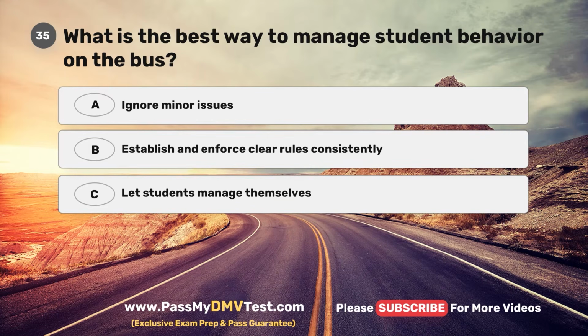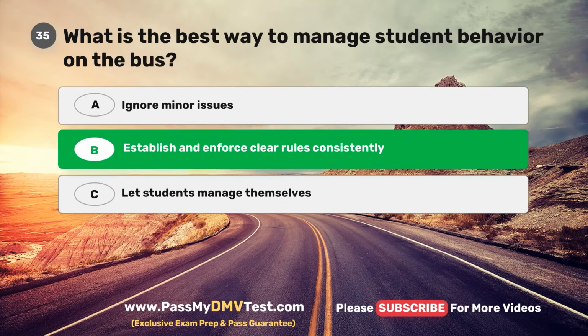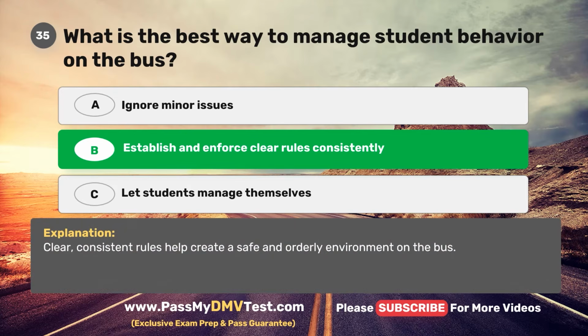Question 35. What is the best way to manage student behavior on the bus? A. Ignore minor issues. B. Establish and enforce clear rules consistently. C. Let students manage themselves. The correct answer is B. Establish and enforce clear rules consistently. Clear, consistent rules help create a safe and orderly environment on the bus.